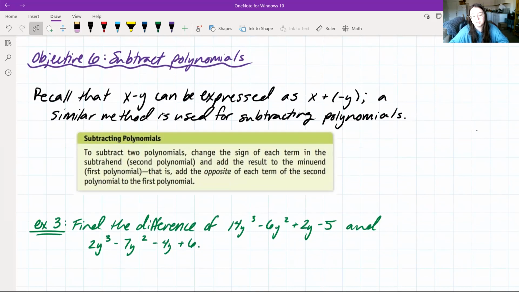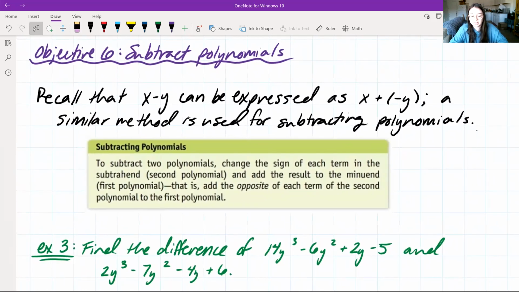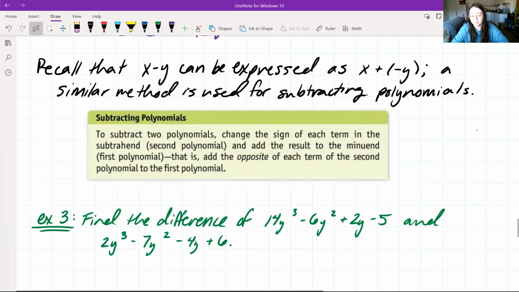All right, then objective 6, we want to subtract polynomials. So recall that x minus y can always be expressed as x plus -y. A similar method is going to be used for subtracting polynomials. So to subtract two polynomials, you change the sign of each term in the subtrahend, our second polynomial, and add the result to the minuend, first polynomial. That is, add the opposite of each term of the second polynomial to the first polynomial.